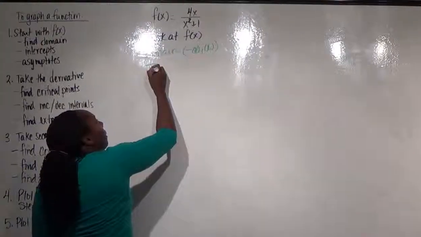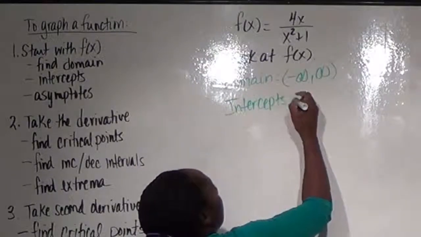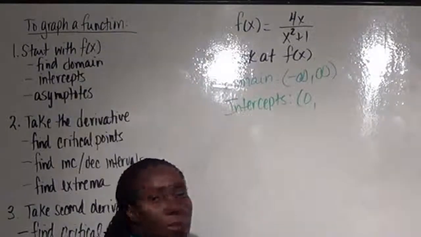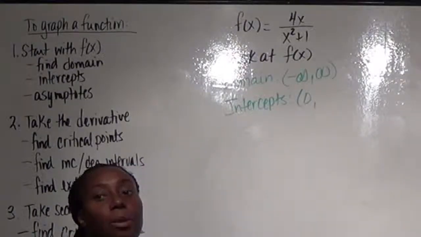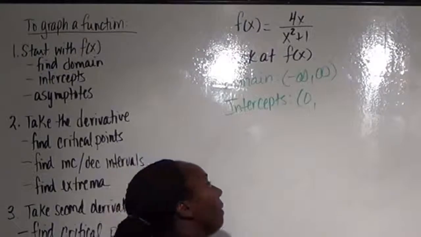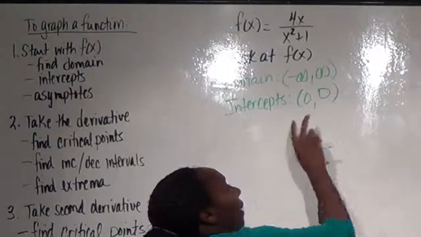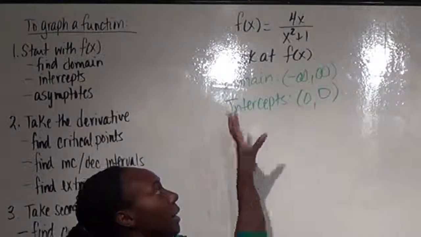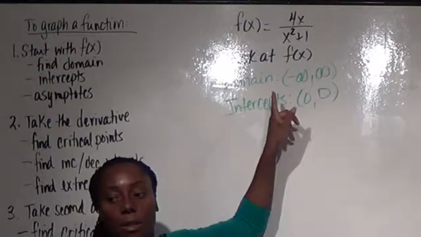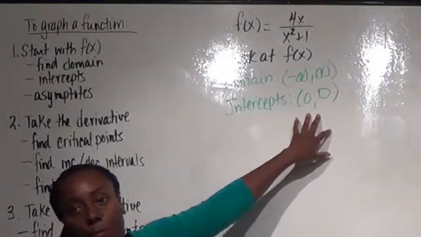For the intercepts, remember we set x equal to 0 and solve for the y-intercept, and we'll set y equal to 0 and solve for the x-intercept. In this case, when x is 0, y is 0, so that is both the x and the y-intercept. If I try to set f of x equal to 0, we can see the numerator being 0 says I get this point as well.